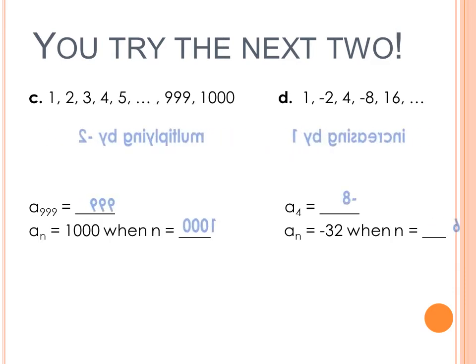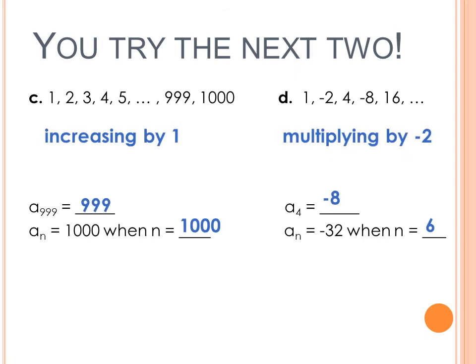Alright, let's check your answers. For C, you should have seen that the pattern was that the sequence was increasing by 1. A sub 999 means we're looking for the 999th term, which in this case is 999. A sub n equals 1000 means we want to know the placement of the term 1000, which is the 1000th term.